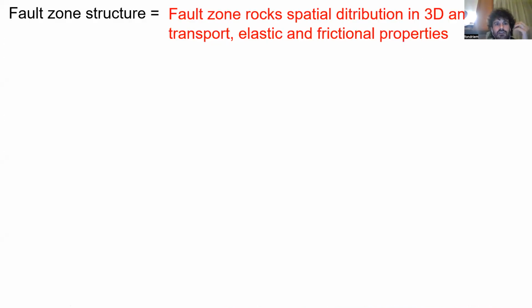So fault zone structure, what does it mean in my view? Basically, quantifying the fault zone structure means to reconstruct and to quantify the distribution at a certain depth of fault zone products, so fault core, damage zone, and so on, together with their mechanical properties, so mainly elastic properties and frictional properties, and transport properties, which means mainly permeability.